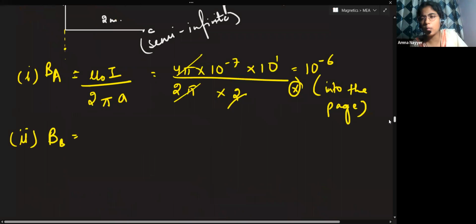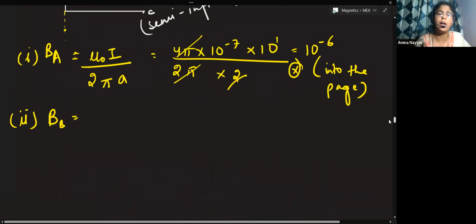And if you have loads of calculation and your point is lying there, we'll see that question. I'll give you the question when we do semicircles. So B will be zero.